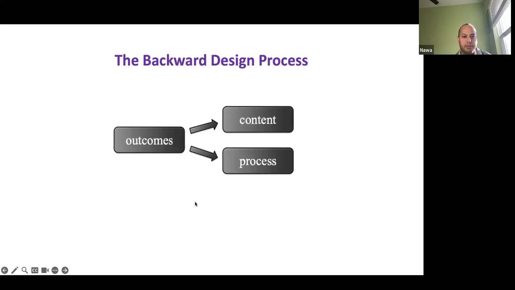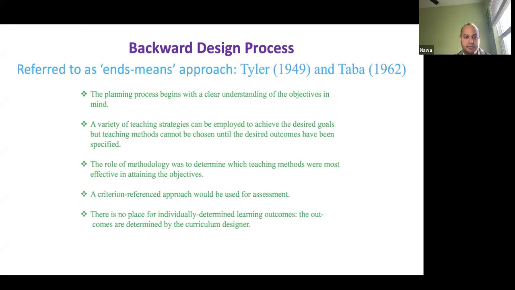Now let's talk about the backward design process. The backward design process puts the emphasis on the outcomes. So the learning objectives and the outcomes are determined first. And then we decide what content we need to attain those outcomes or objectives, and what process we want to take in order to achieve those outcomes. So the whole syllabus, or the whole effort of the process, is to attain the objective. So the objective is the first priority here.